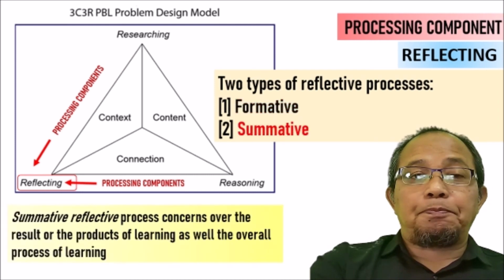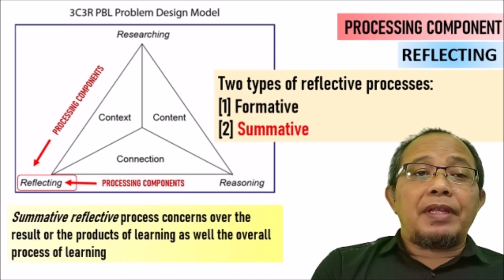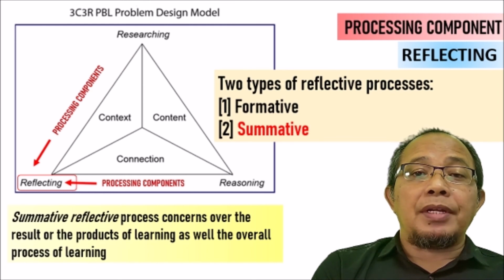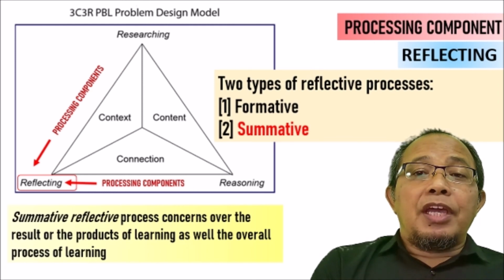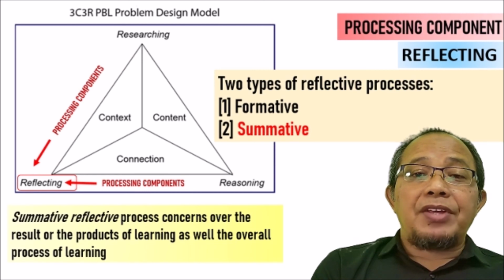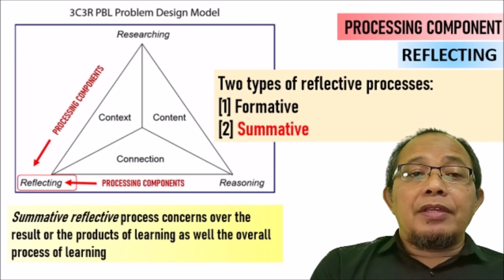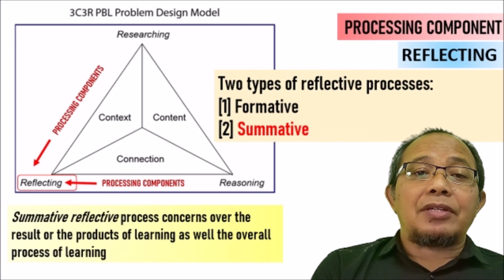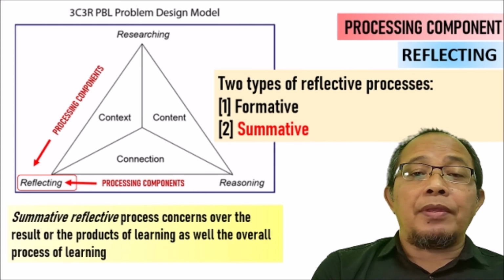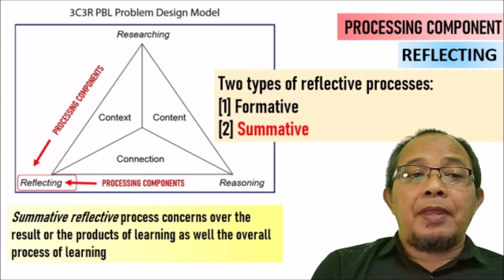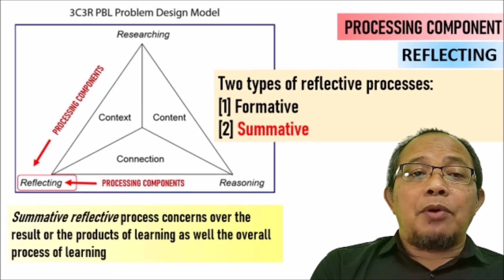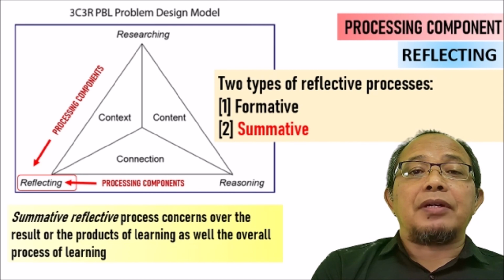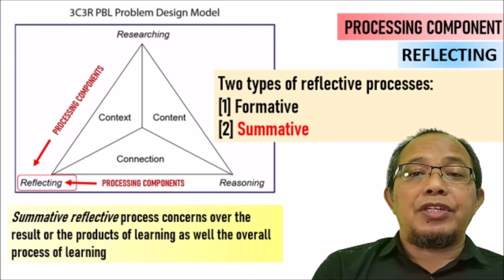Another type of reflecting component is a summative reflective process, which is concerned with the result or the products of learning. It also involves the overall reflection on the process of learning. The reflecting component should also encourage learners to reflect upon their learning achievement and cultivate within them the habits of experts. In the outcome-based education curriculum model, the summative reflection is a base for the continuous quality improvement process, or CQI.